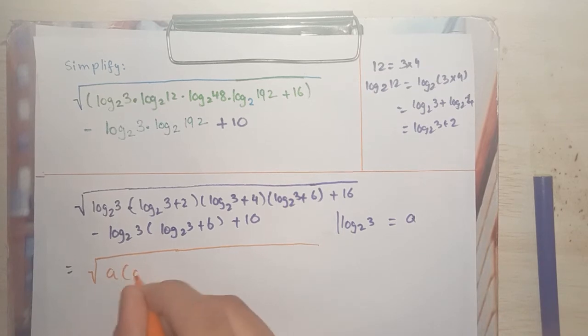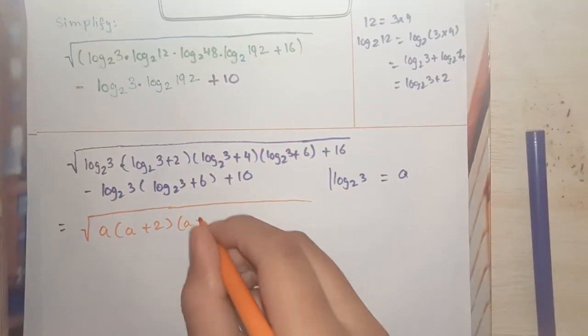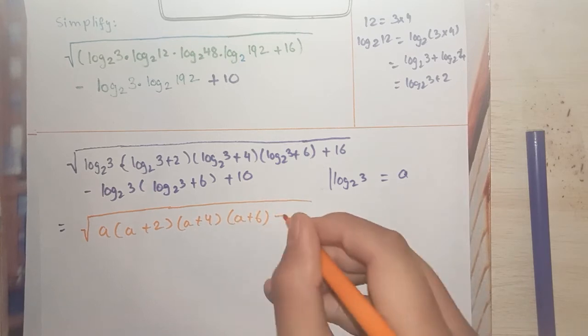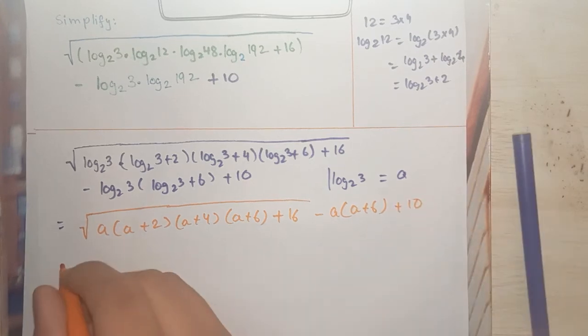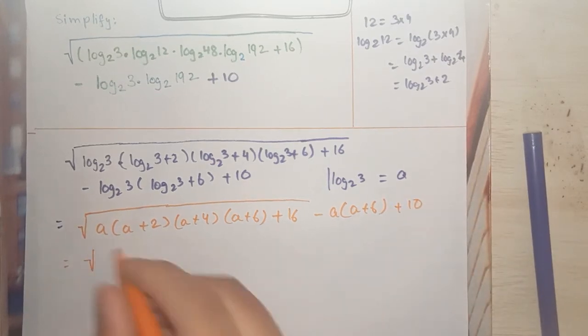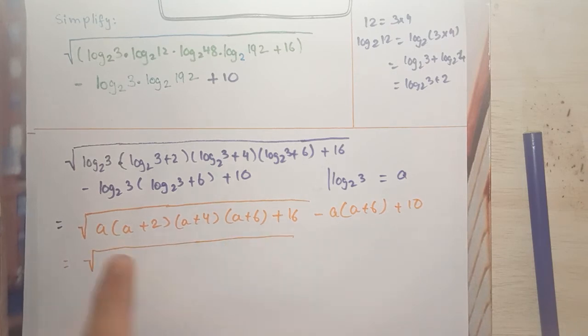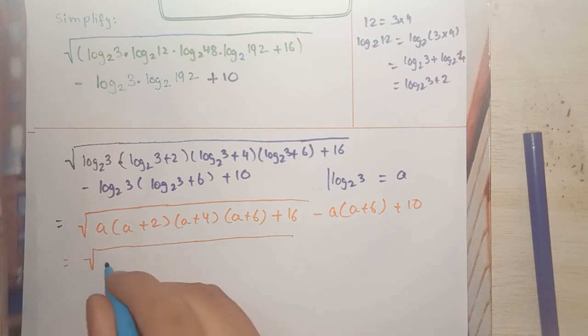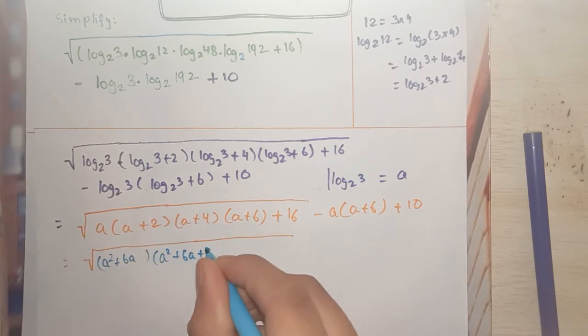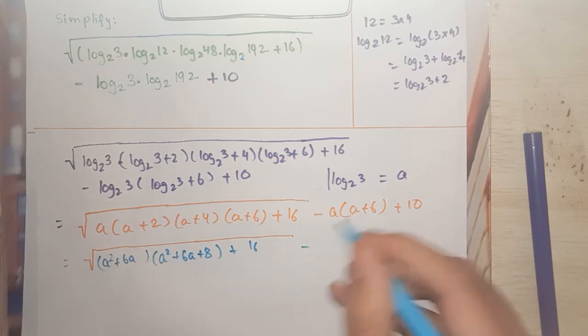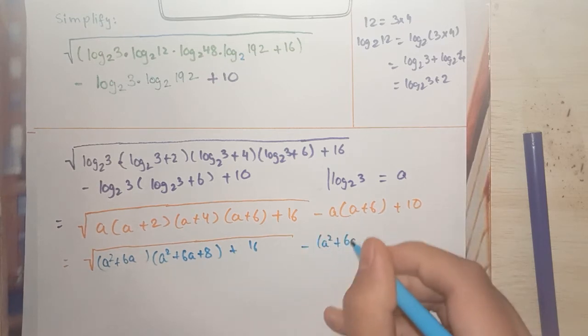that radical sign here. a times a plus 2 times a plus 4 times a plus 6 plus 16, minus a times a plus 6 plus 10. And don't go ahead and multiply this expression. You will get a fourth degree polynomial, super difficult to factor. So here's the trick. Multiply the first and the last term. a times a plus 6 is a squared plus 6a, times a squared plus 6a plus 8, plus 16, and we can multiply this out as well. That's a squared plus 6a plus 10.